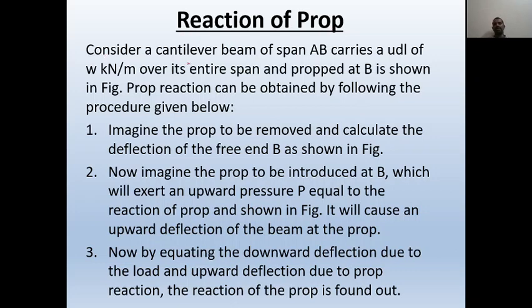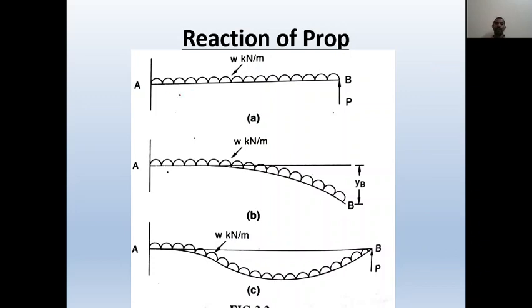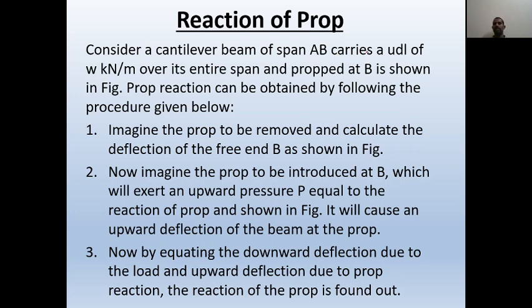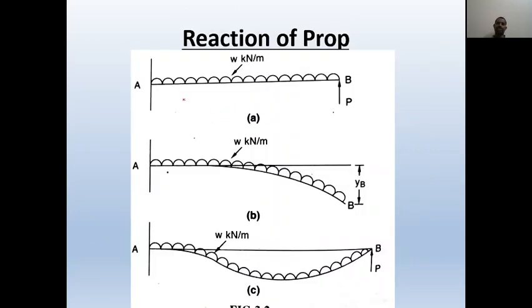Now consider a cantilever beam AB that carries a UDL over here. Let us say this is the diagram. Now AB is a cantilever beam carrying a UDL of small w kilonewton per meter over its entire span and propped at B as shown in the figure. So this is a figure: a cantilever beam with a fixed support over here, over a length of L, span L, subjected to UDL over its entire length, and at the other end B a prop or a roller support is provided.